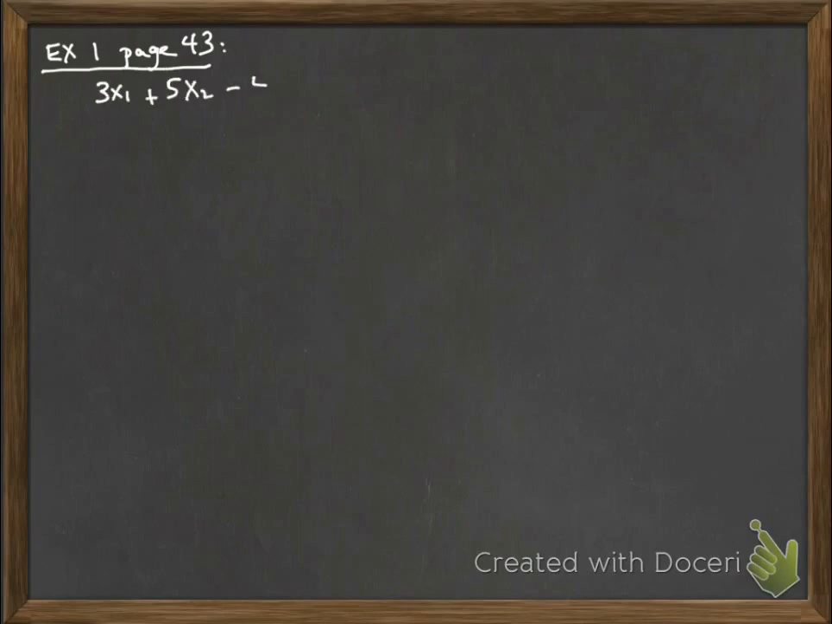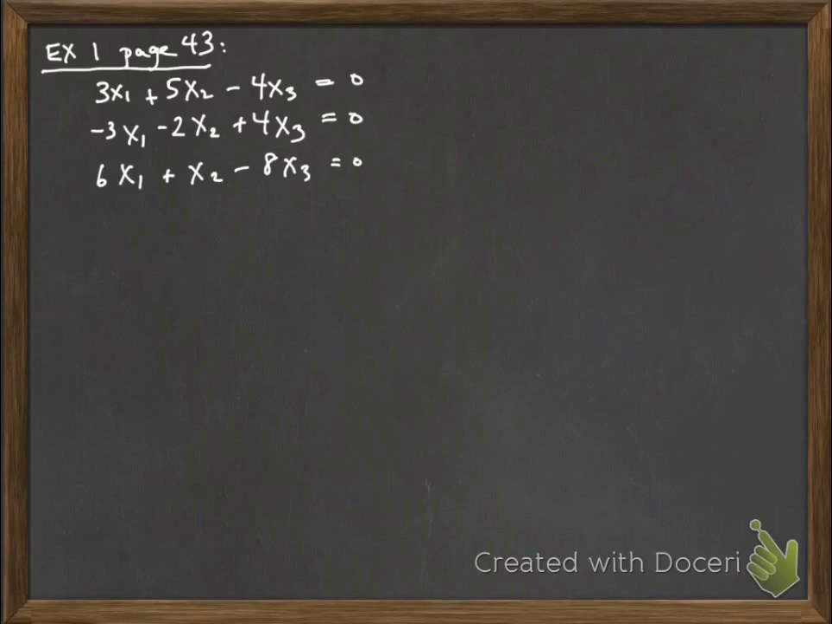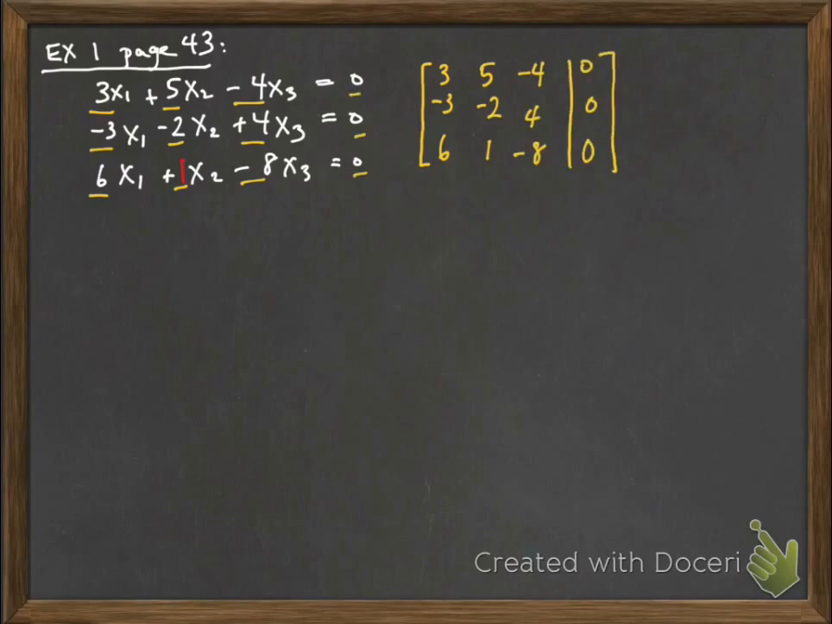So let's take a look at example 1 on page 43. You're given the following homogeneous linear system. I'm going to write down the corresponding augmented matrix by grabbing all the coefficients and what it's equal to. Now I want to row reduce. I look for the leftmost non-zero column, that's the first column, and I look at the top entry, that's going to be a pivot. If that was 0, I'd have to swap rows, but I don't. So here's my pivot, this 3.